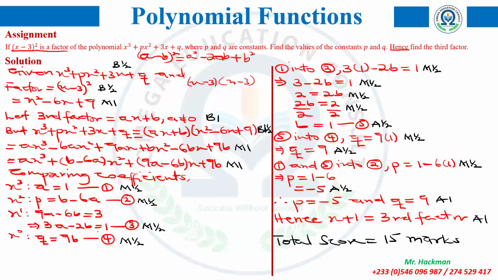Then at this point, we are now left with only the value for P. But if I want to get P, I have to substitute the values of A and B. So A is from equation 1, B is from what? Equation 5. So I'll go and write equation 1 and equation 5 into equation 2. So that will give me P is equal to 1 minus 6 into 1. So your substitution will give you a half.